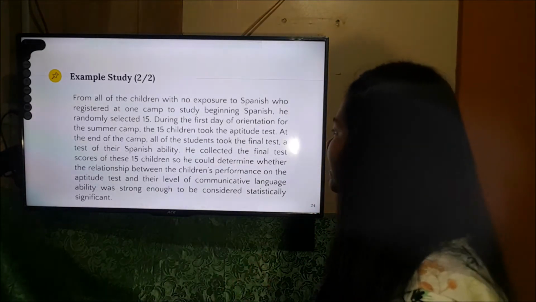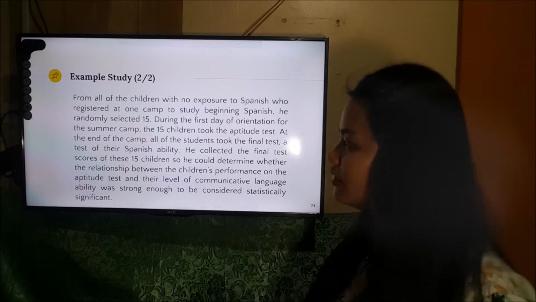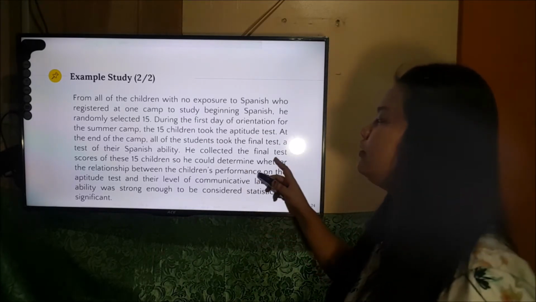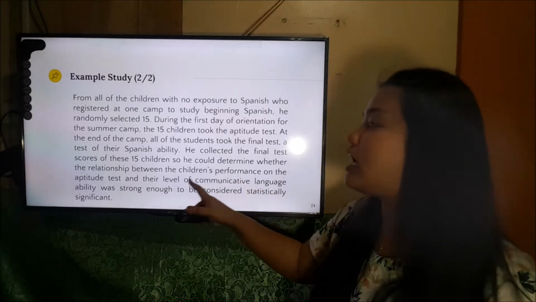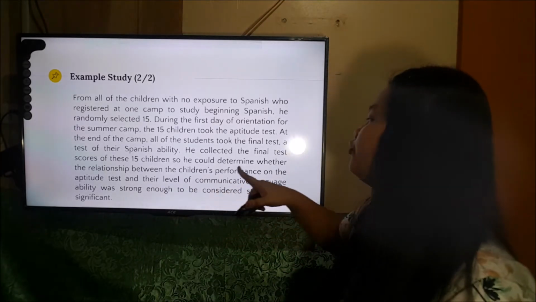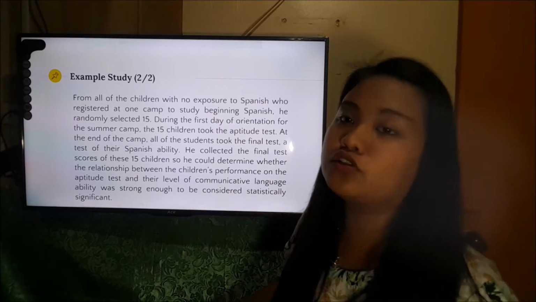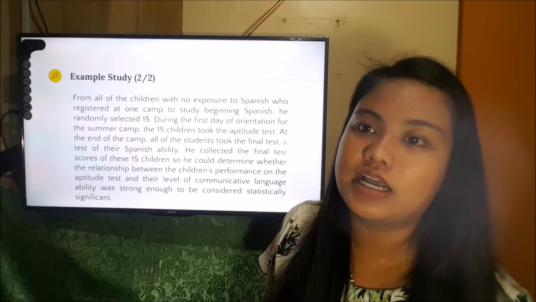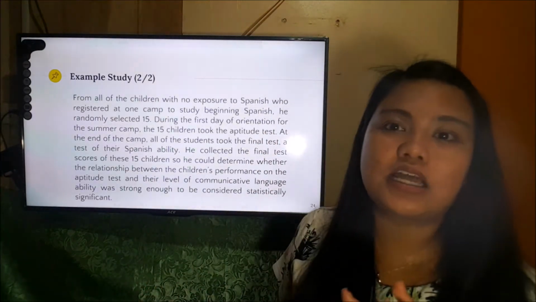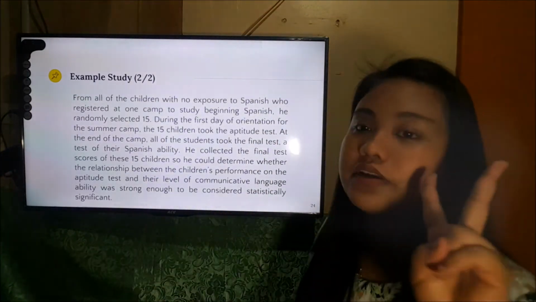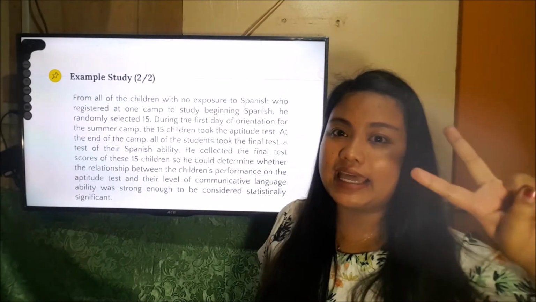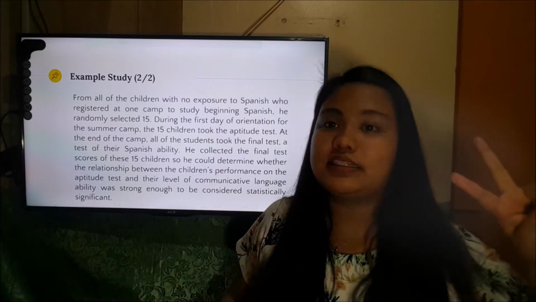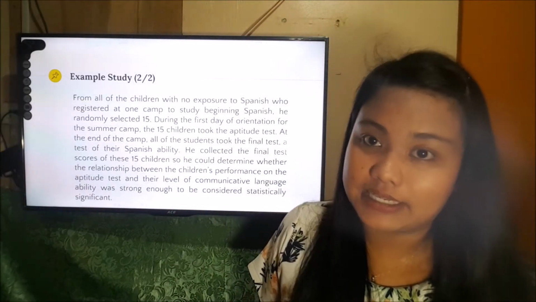He collected the final test scores of these 15 children so he could determine whether the relationship between the children's performance on the aptitude test and their level of communicative language ability was strong enough to be considered statistically significant. So based on this study, we could see that our variables are the results of the aptitude test and the outcome of the language ability test, which was given after the camp.